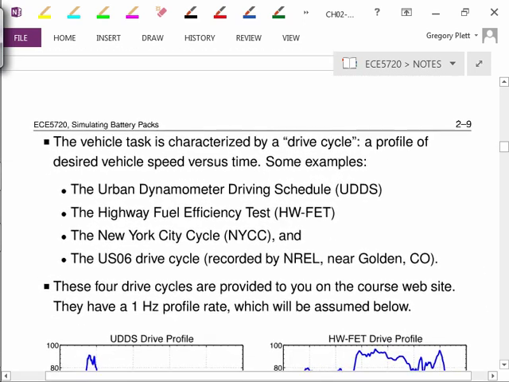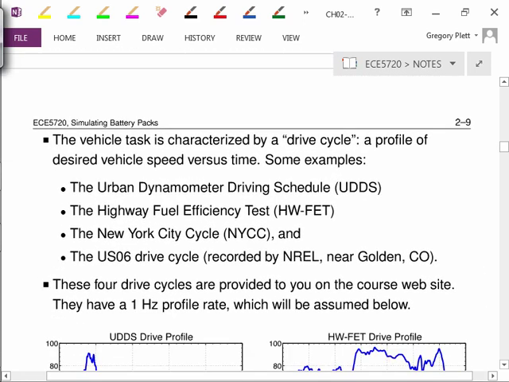The vehicle task is a drive cycle. It's vehicle speed versus time, and sometimes we also include in that a corresponding road grade, or the angle of the road versus time. Some examples are the Urban Dynamometer Driving Schedule, UDDS. We've seen that before. The Highway Fuel Efficiency Test, HWFET, the New York City Cycle, and the US06 Drive Cycle.